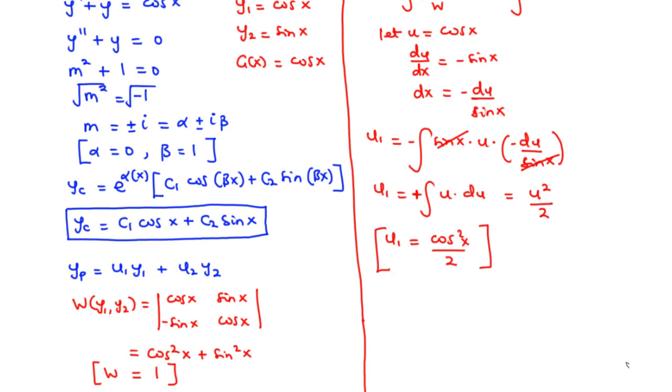Now let's try to find u2. You know u2 is given by the positive integral of y1 times g of x divided by the Wronskian times dx. Now this is equal to the integral of y1, which is cos x, times g of x, which is also cos x, so cos x times cos x, all divided by 1 dx. So we are going to have u2 equals the integral of cos square x dx.